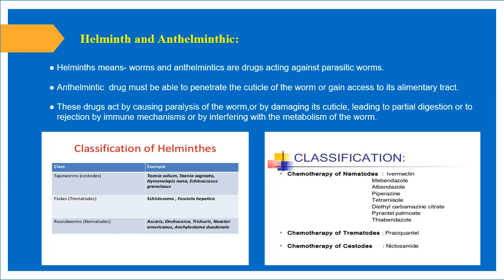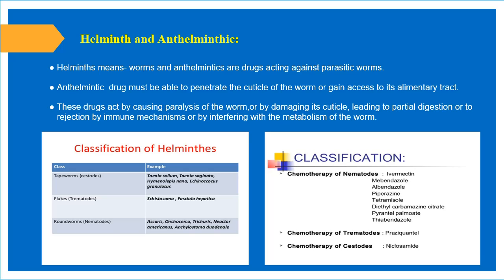So let's start with helminths. What does the word helminth mean? Helminth means worms. Basically, these are parasitic worms. And anthelmintics are drugs which act against these parasitic worms.